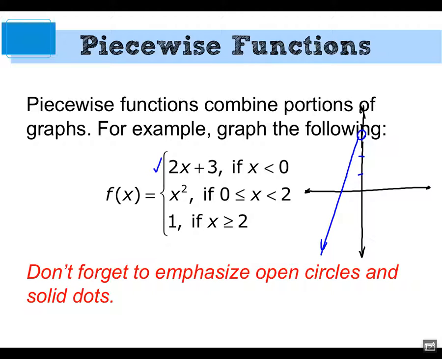Red is a parabola. Solid dot at 0. Why a solid dot? Because it's less than or equal to, over to 2. 2 squared is 4, so 1, 2, 3, 4. Open circle here. That takes care of that. Last but not least, in a lovely shade of green, what does the graph of 1 look like? Just a point, right? What does that mean? It's horizontal. Good, it's a horizontal line at 1. And we want it from 2 over, so solid dot at 2.